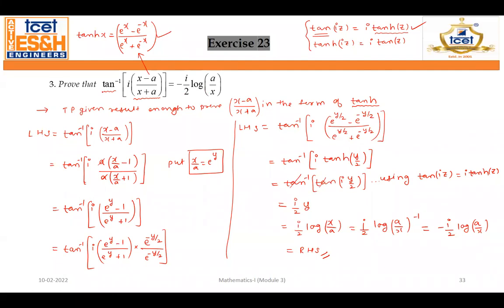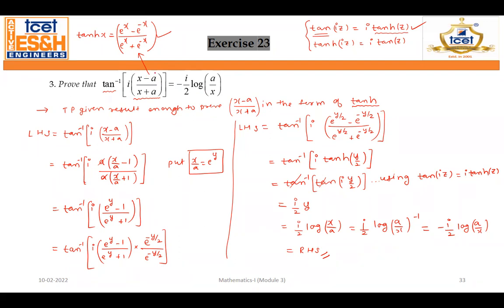So since there is a tan inverse, since there is an iota, what we thought is better we convert this square bracket into a tan ratio. If we convert this square bracket into tan ratio, the tan inverse and tan will get cancelled. That is the basic idea. That is the basic logic.